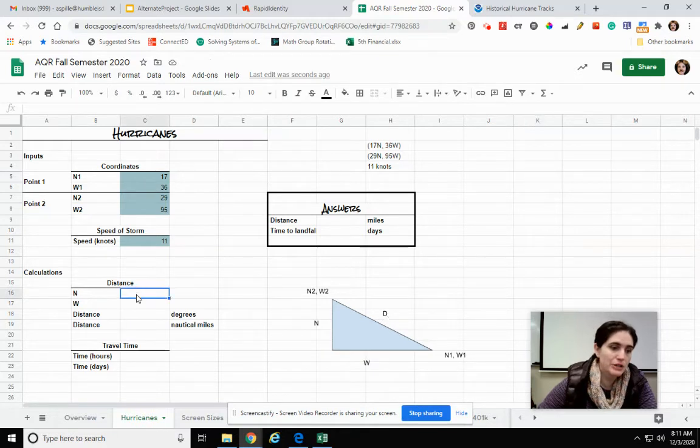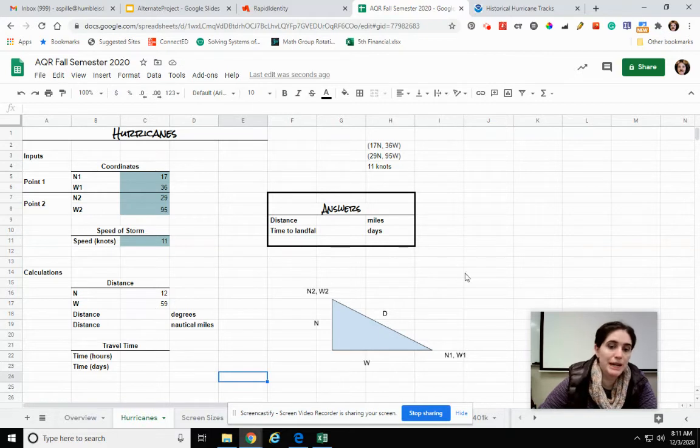Okay, so my change in north. After this point, I'm not typing anything unless I have to do a conversion or something. I'm basically using these. I'm going to refer to those cells. So my north coordinate is going to be my second north minus my first north. My west is going to be west 2 minus west 1. Okay, these are the two values I'm going to use for my Pythagorean theorem.